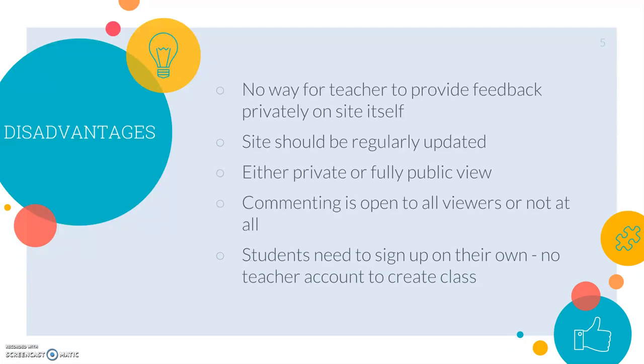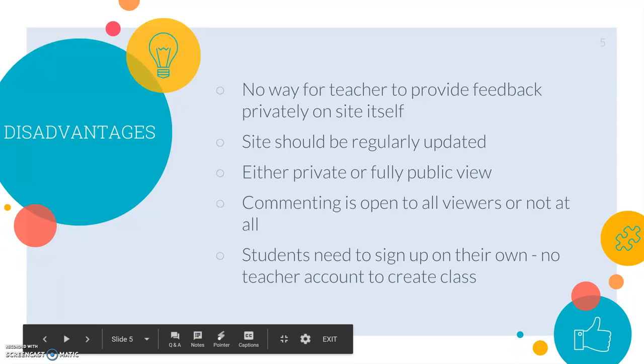I could not find a way, with the exception of Google, to make it partially private, so it's either available to anybody on the web or it's just available to the creator. I know with Google you can create links and share the link to just specific people, but for the other ones, in most cases, it's either private or fully public. Commenting, again, is either open to all viewers or not at all, which could be problematic. And typically students need to sign up on their own. So there is no way for a teacher to create a teacher class account and then have all of the students join.